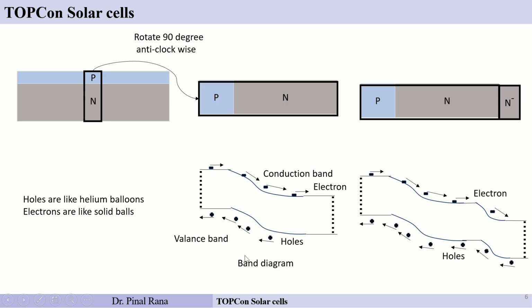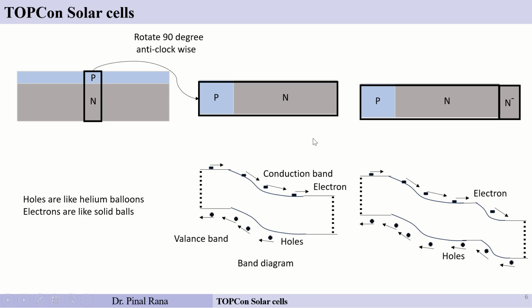So let's say at the valence band there are electron and hole pairs. When sunlight is incident, the electron absorbs the energy and moves from the valence band to the conduction band. At the conduction band there are various energy levels based on the material. Now we have to consider that holes behave like helium balloons and electrons are like a solid ball. So electrons always move downwards and holes always move upwards. So this is the band gap diagram of this p-n junction.